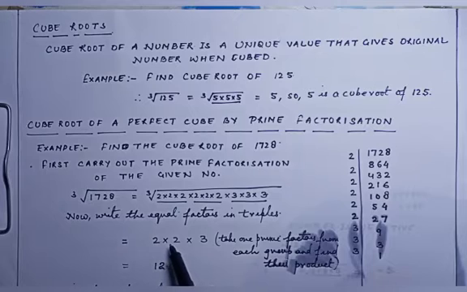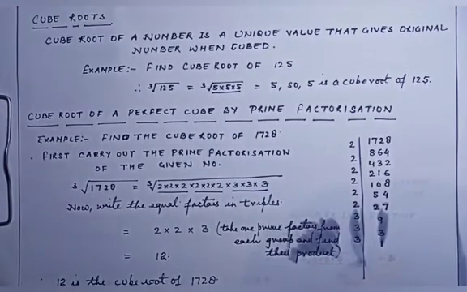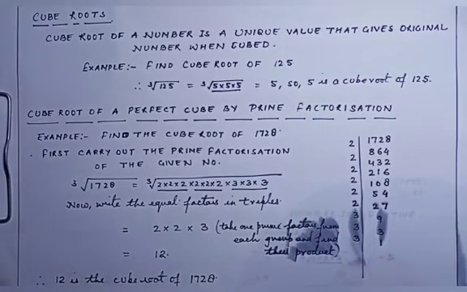So take one prime factor from each group and find the product. So it will be 2 into 2 into 3, that is 12. So therefore 12 is the cube root of 128. I hope these two topics are clear to everyone.